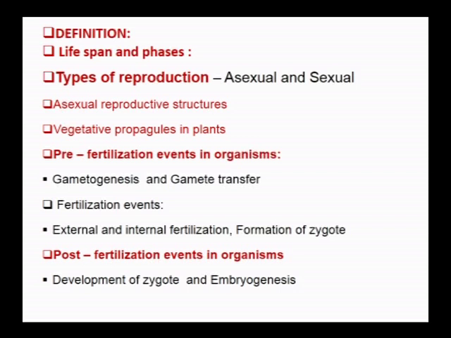Then we talk about different stages of fertilization in sexually reproducing individuals, which includes pre-fertilization events in organisms like gametogenesis and gamete transfer, fertilization events that include external and internal fertilization and also formation of the zygote, and post-fertilization events which include the development of the zygote and also embryogenesis.